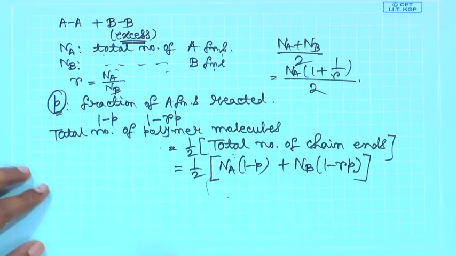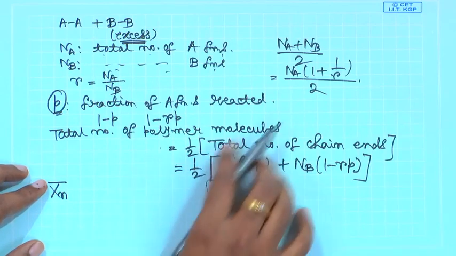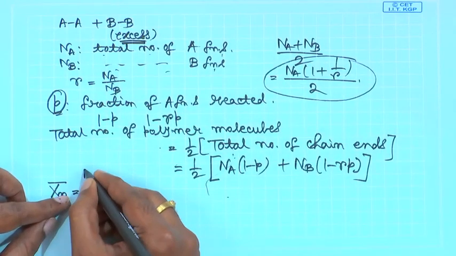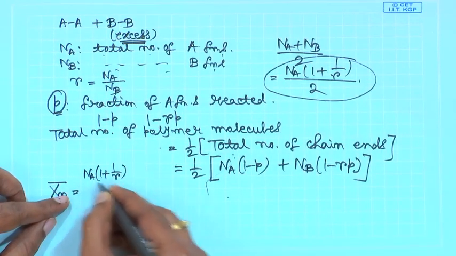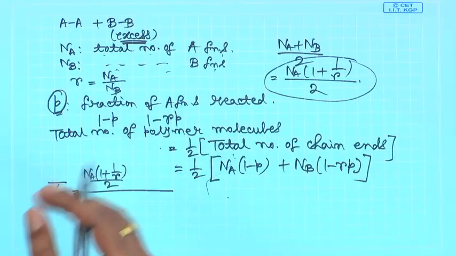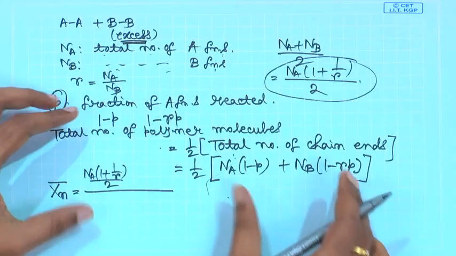So, what is the expression for Xn bar, the degree of polymerization? Xn bar is the total number of molecules that were present initially divided by the total number of molecules present at this time. All those molecules we are actually terming as polymer. So, N0 by N, where N0 is the total number of monomer molecules to start with. That will be Na into (1 plus 1 by r) divided by 2, divided by the total number of polymer molecules, because it is the number of structural units per polymer molecule.